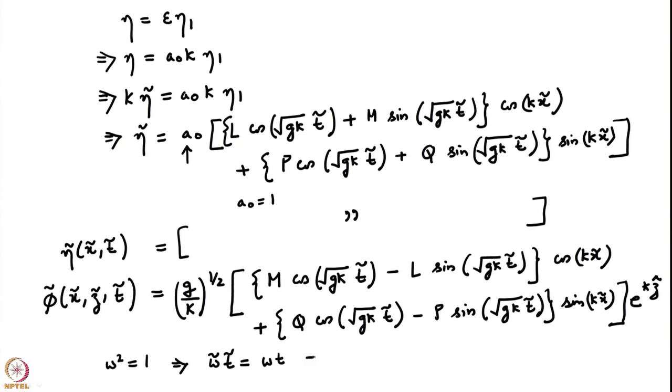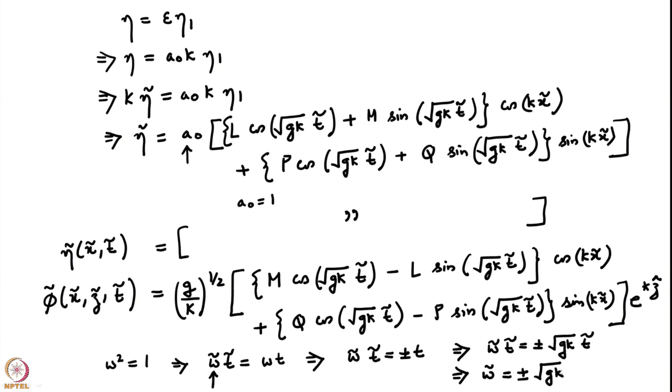Okay. And we now want to find out what is the dimensional omega tilde. So we just use that. So omega tilde t tilde is equal to plus minus t, because omega is plus minus 1, and the relation between t tilde and t is just this. So the t tilde cancels out on both sides, and we get our dispersion relation, omega squared equals gk. I will put this in a red box.